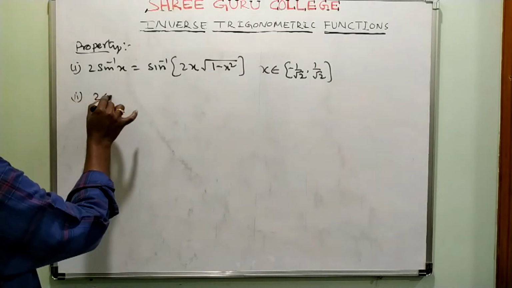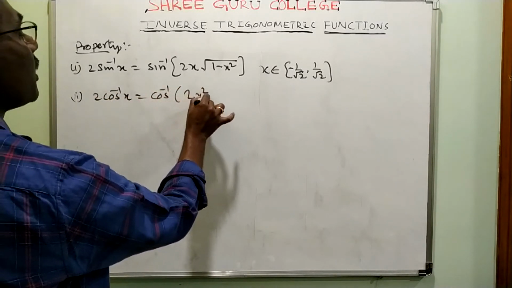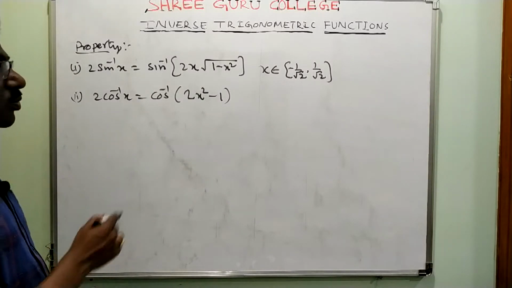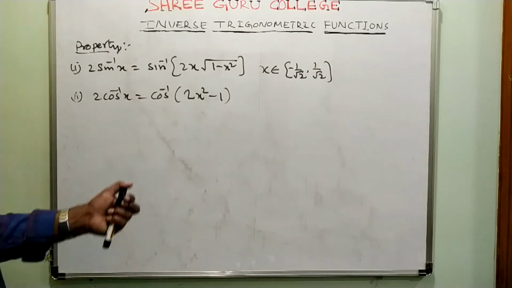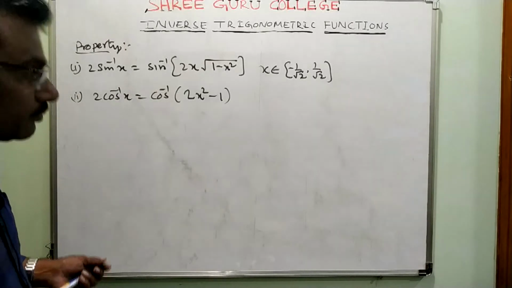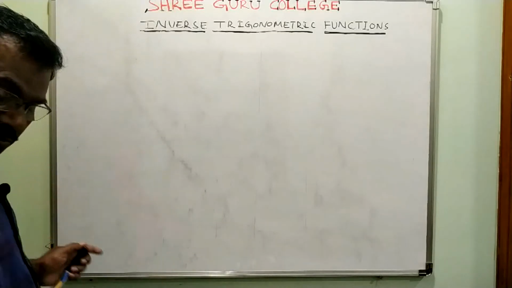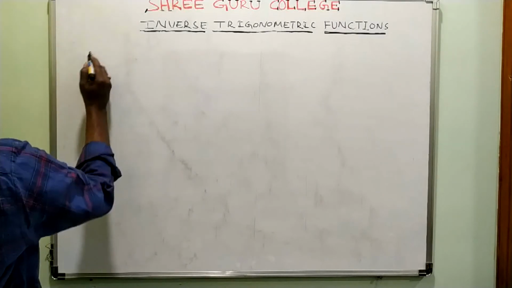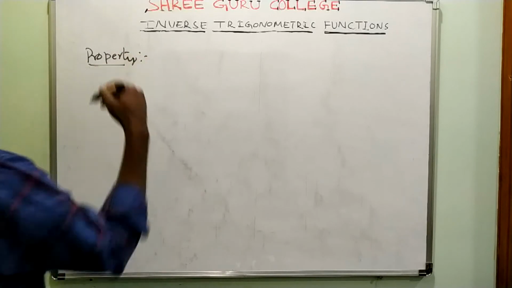Second one is 2 cos inverse of x, equal to cos inverse of 2x square minus 1. This also, putting x is cos theta, this is cos inverse of cos 2 theta. Okay. This is also a property. So another one, without proof, property. This is the last type of property.